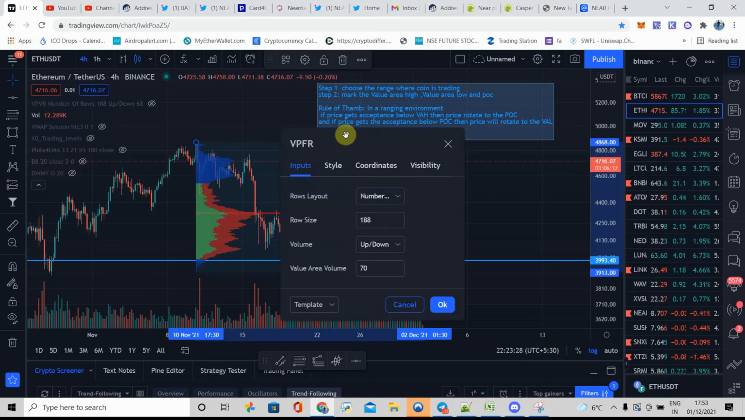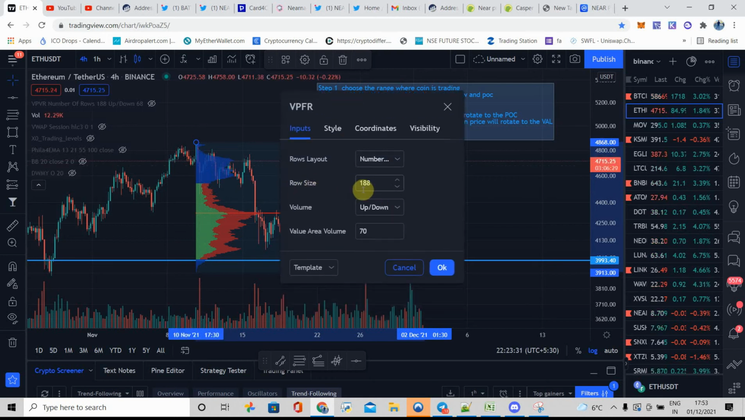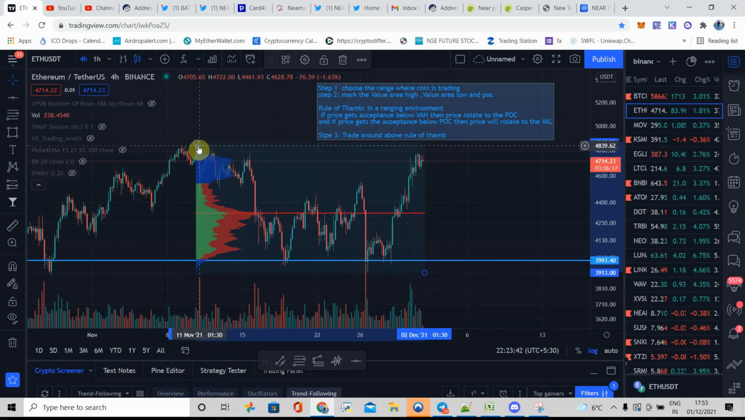If I double click on this, the input row size I use is 188, and the value area volume is equal to 70. What does this 70 mean? The 70 means out of the total traded volume, 70% of the volume has occurred between the 4544 till the 4000 range. So this is the 70% of the volume, and the 30% volume occurred in the blue region, which is marked above the value area high and below the value area low.